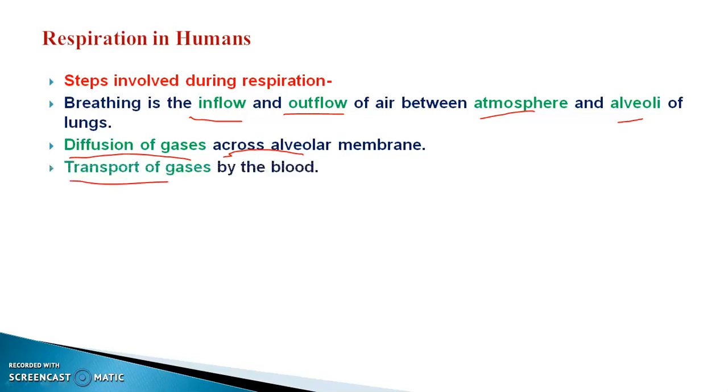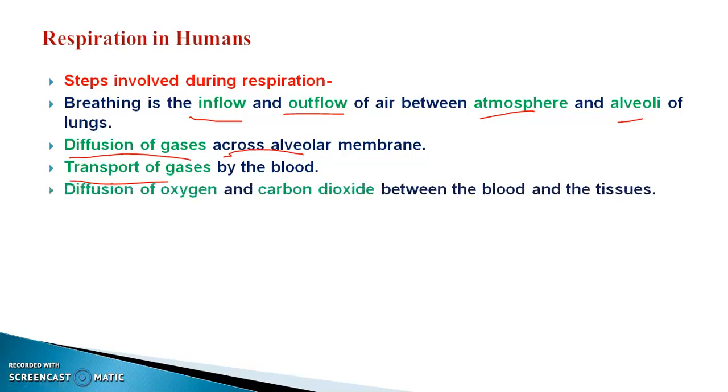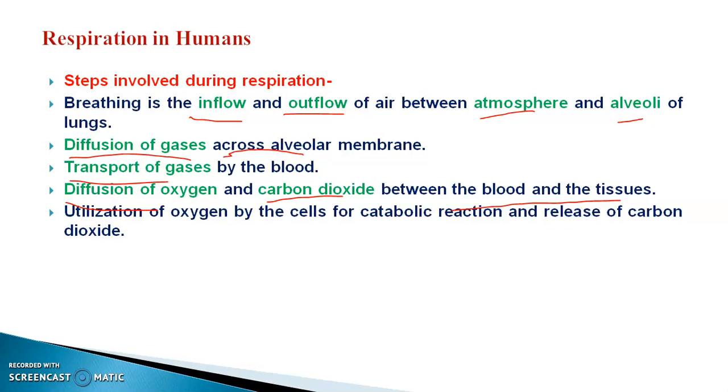Then there is the transport of gases by the blood, because once the oxygen diffuses inside the alveoli, the capillaries, the blood vessels, carry this oxygen and transport it to the heart. After that, diffusion of oxygen and carbon dioxide between the blood and the tissue. And finally, the utilization of oxygen by the cell for the catabolic reaction and release of carbon dioxide. So these are the steps.